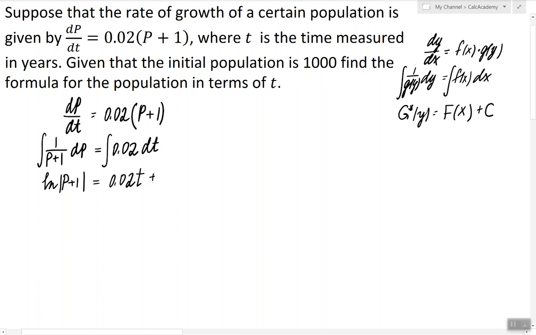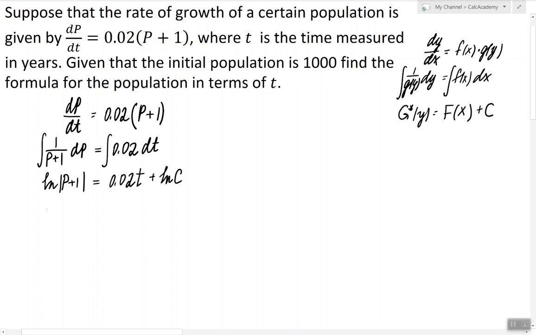Since we have ln of a function on the left hand side, and I know I'm going to exponentiate soon, I'm going to introduce my constant as ln c. Now p in this problem is the population, so it must be positive, so having absolute values is not necessary.